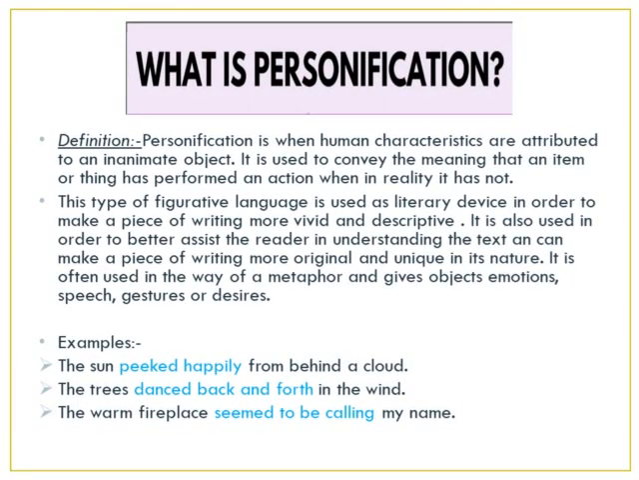This is a tricky one. Personification is when human characteristics are attributed to an inanimate object. It is used to convey the meaning that an item or thing has performed an action when in reality it has not. So basically in personification, guys, we use human characteristics to make it very realistic. If we see the first example, the sun peeked happily from behind the cloud. The sun cannot peek. But for the sake of this sentence, we are using personification.